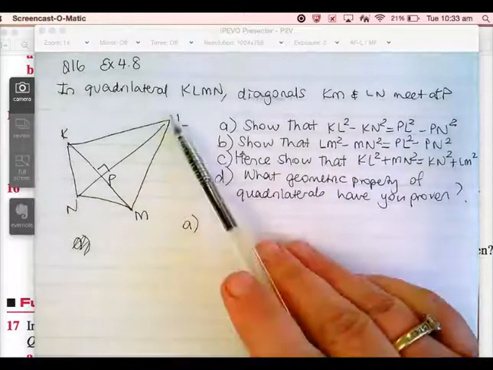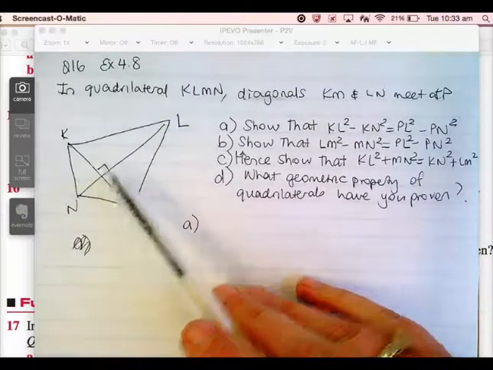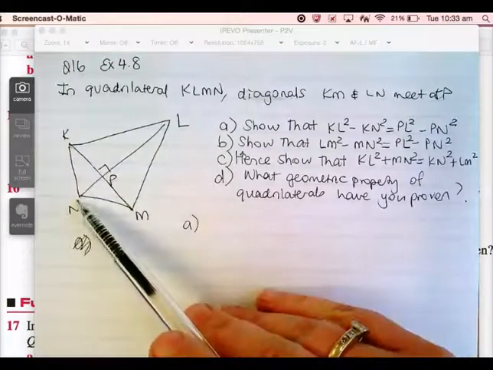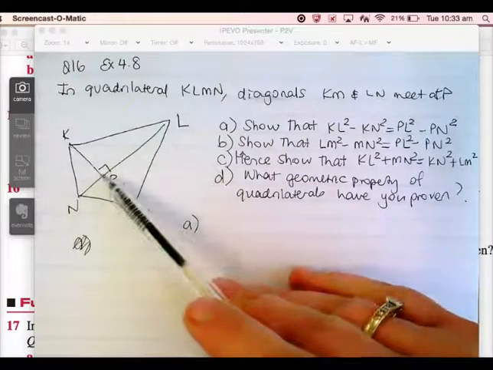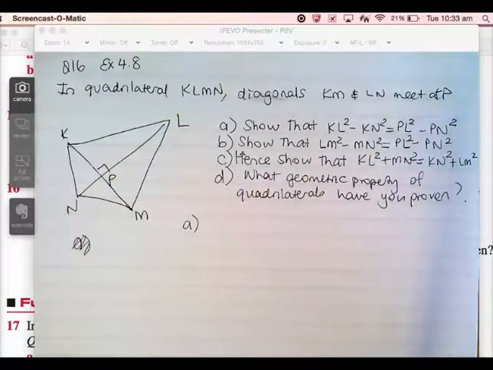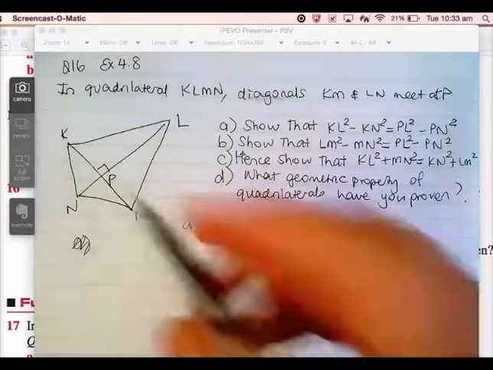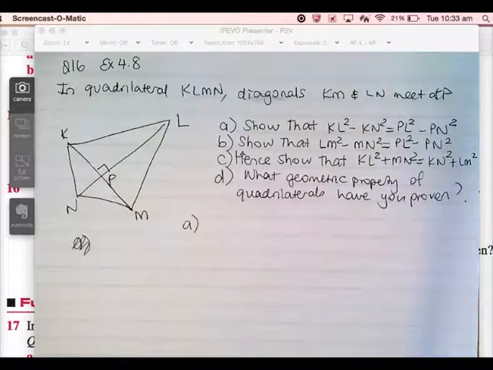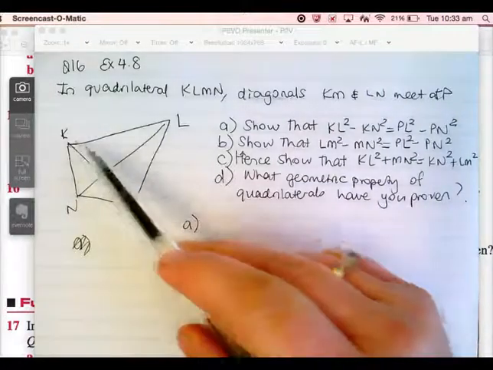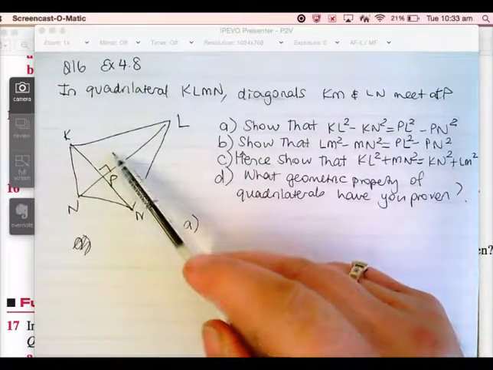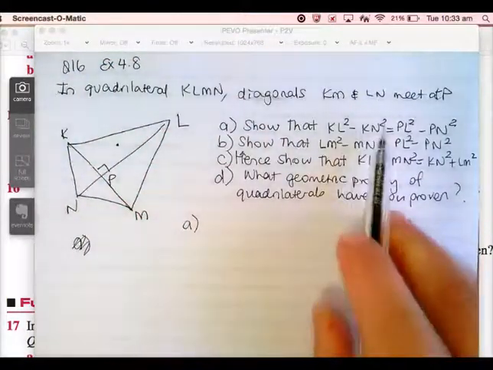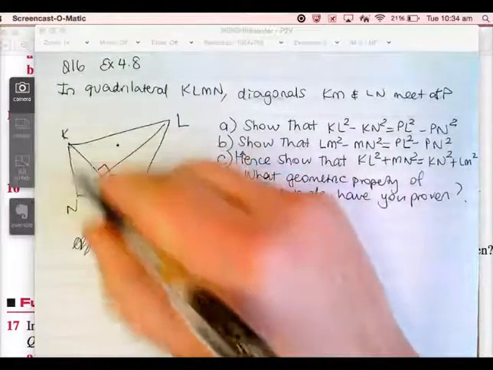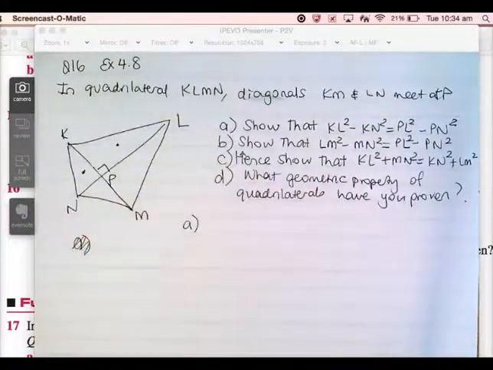You have to show that KL squared minus KN squared is equal to PL squared minus PN squared. Now, before you even start, identify the triangles that those sides are in. KL squared, so we're using this triangle here. Would you agree? All right, so I'm going to put a dot in that one. KN squared, which triangle's that one in? This one. Put a dot in that one, right?